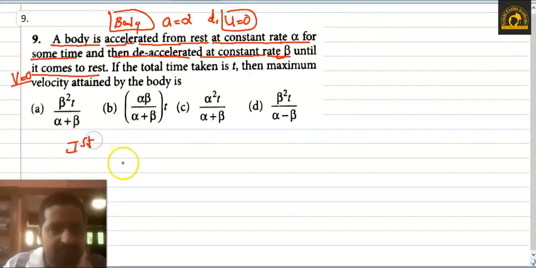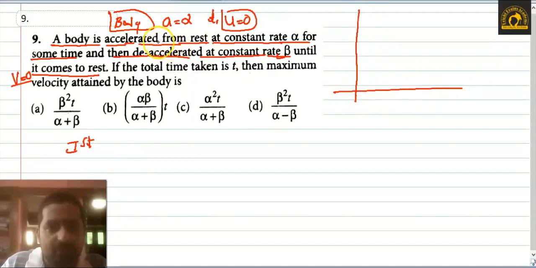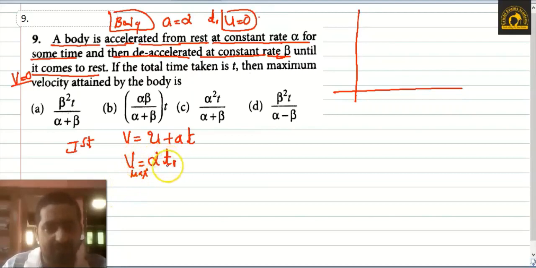Okay, the first case. Let's see the solution for 2a according to the graphical method. First, a body is accelerated, initial velocity is 0, then the final velocity is found by using v is equal to u plus at. That is a formula. So v is equal to u, which is 0, a is alpha, time is t1, a certain interval of time. That is the v maximum. Okay, so v maximum is equal to alpha t1.